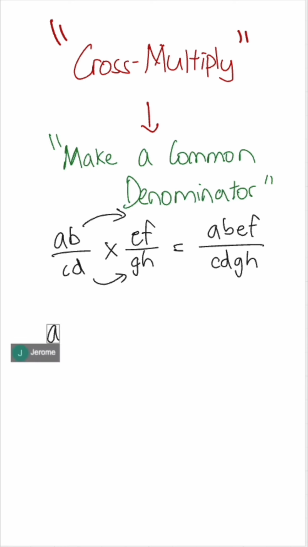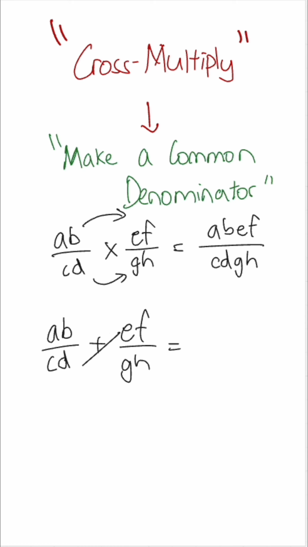So when I hear students talking about cross multiplication, they are actually confusing it with addition or subtraction. Okay, so in this case, we have to cross multiply. It will be CDGH, and AB GH plus CDEF.